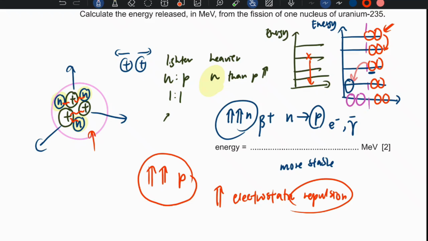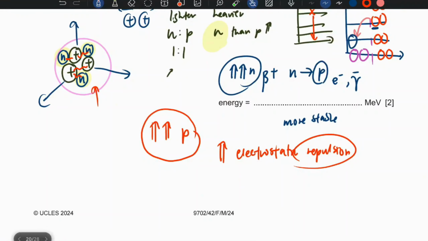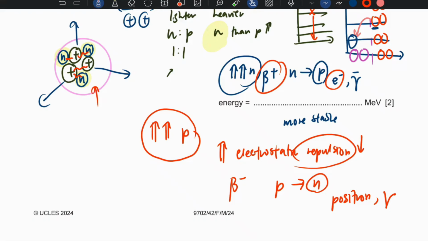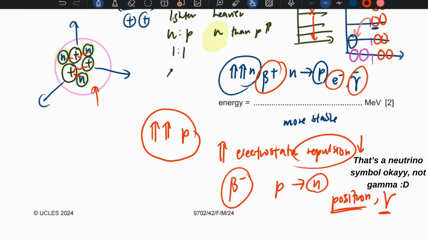So now, is there a way to make it more stable? Yes. This time, you have to undergo beta minus decay. In beta minus decay, you transform a proton to a neutron. When you transform your protons to neutrons, you are slowly reducing your electrostatic repulsion. And when you transform a proton to a neutron in this decay, you will also release an electron as well as an anti-neutrino. Beta plus decay, you release a positron and a neutrino. Beta minus decay here, you release an electron and an anti-neutrino.